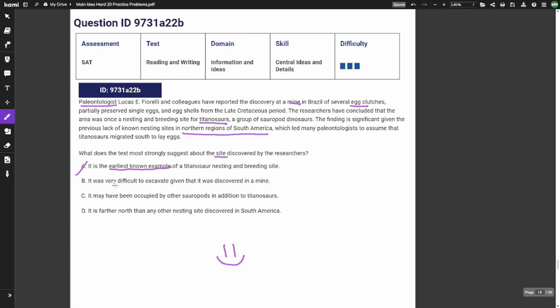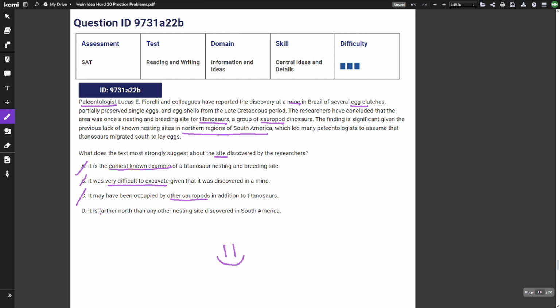B, it was very difficult to excavate. Once again, it never talks about any challenges they had. It never talks about how hard it was. So it's not gonna be B. C, it may have been occupied by other sauropods. This one's also not true. It only mentioned sauropods once, and that was to describe that, hey look, these titanosaurs are sauropods, and that's it. It never mentions other sauropods once, let alone them being occupied by them. So, not gonna be C.